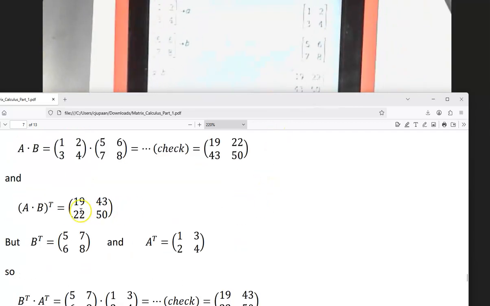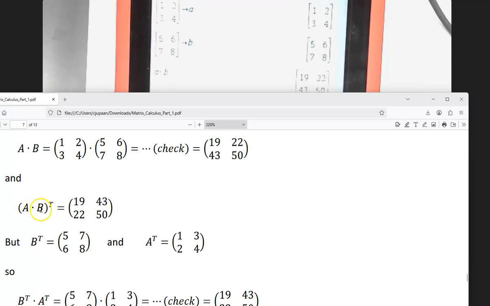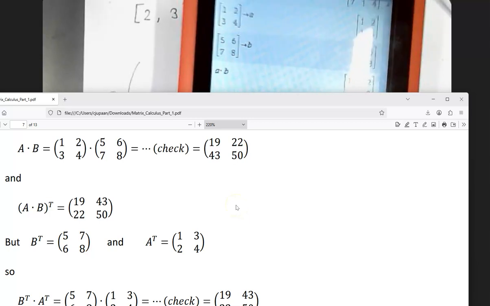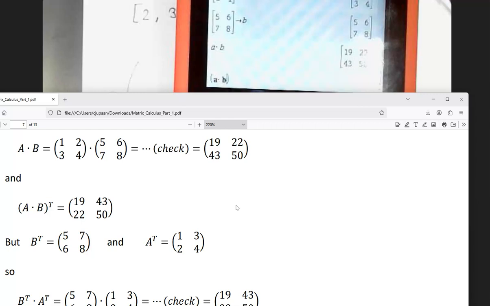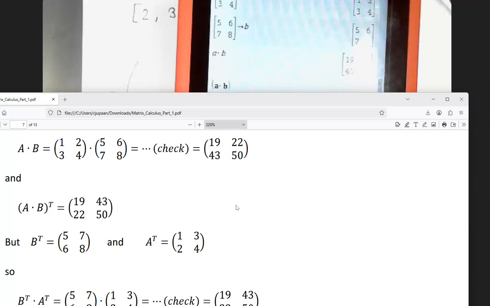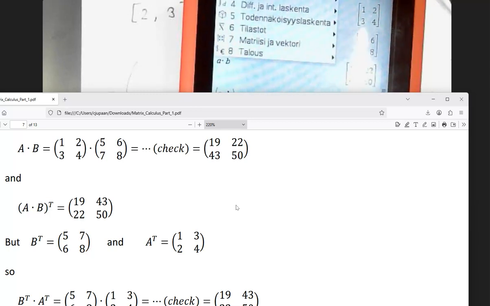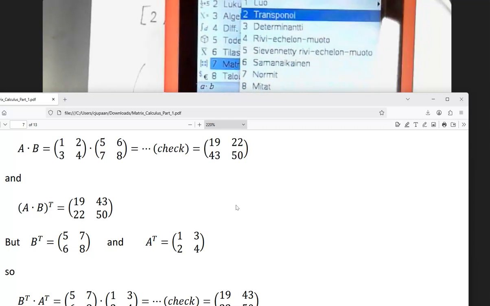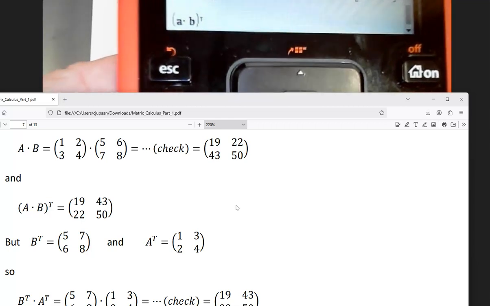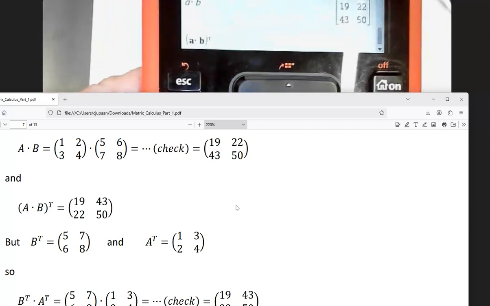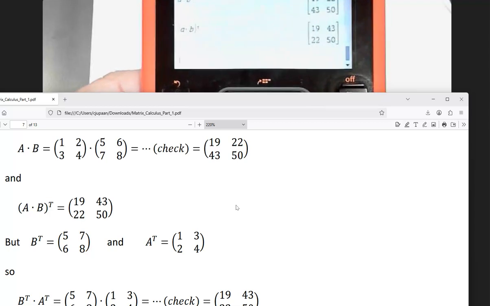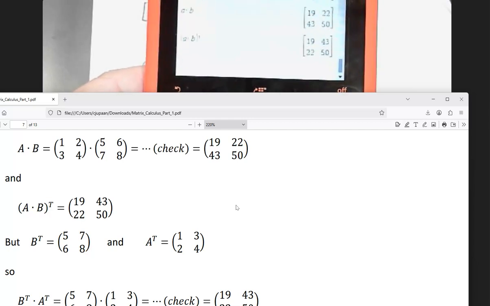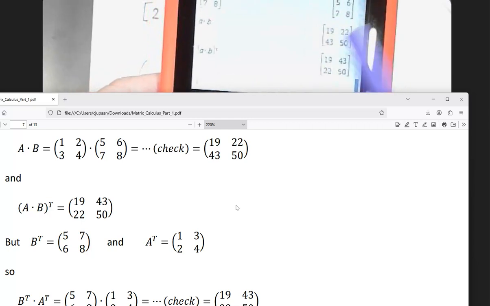In this example, I have A times B and transpose of that. So I will take A times B in the calculator and then I select the transpose from the matrix command list here. It gives us the small t as an exponent, that is a transpose. And as you see, the transpose changed the rows to the columns, so it is the transpose of that matrix there.